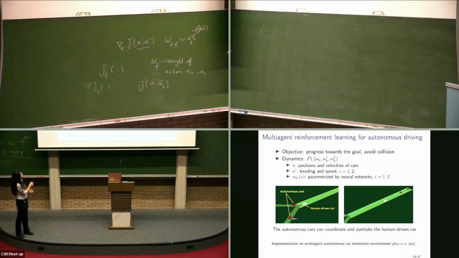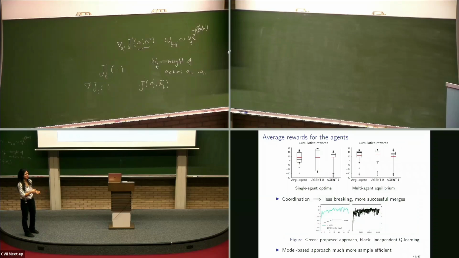So S is the position and velocities of the cars, and the actions of the players are actions of these autonomous cars, which are heading and speed. And then the policy is parameterized by a neural network, which came with that simulation environment. We're just training that policy. What we aim to see is that if each of them looks at this as a single agent problem, they might be conservative because they see the other one as an obstacle, and they don't take the opportunity to coordinate. But if we look at it as a multi-agent setting, they would coordinate and together more likely overtake the human-driven car, both of them. And that's what we find based on our implementation of this algorithm.